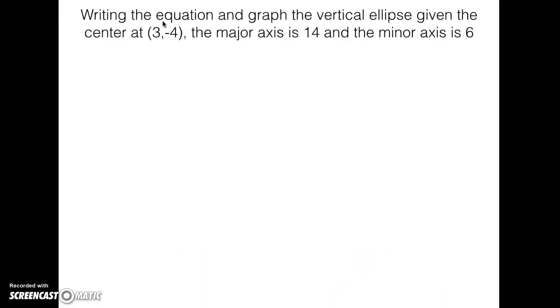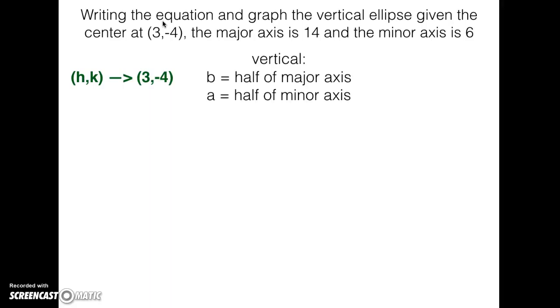Write the equation and graph the vertical ellipse given the center 3, negative 4. The major axis is 14 and the minor axis is 6. h, k is given, that's 3, negative 4. Since it's a vertical ellipse, we know that B is going to be half of the major axis and A is going to be half of the minor axis. So the B value is going to be 7 and the A value is going to be 3.